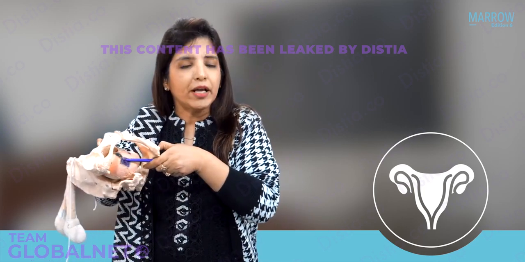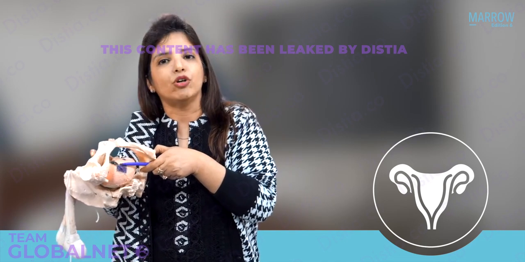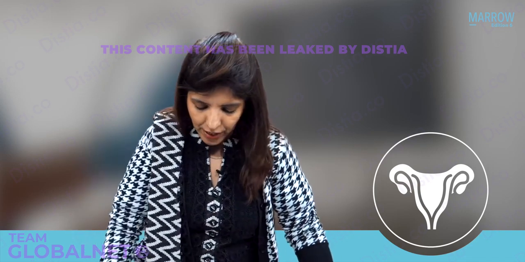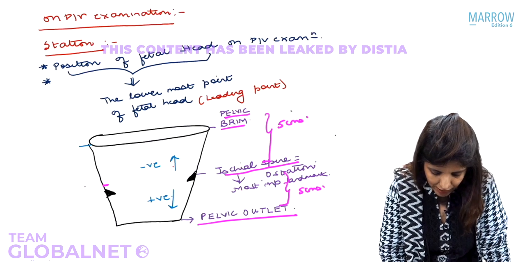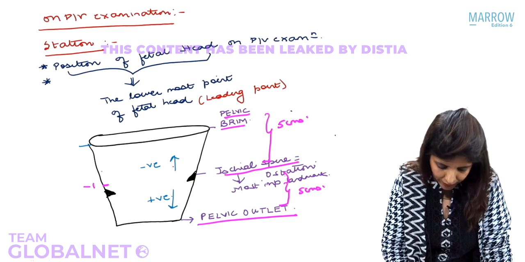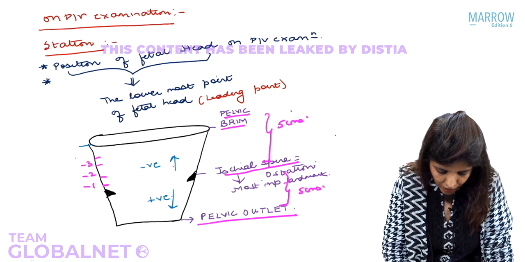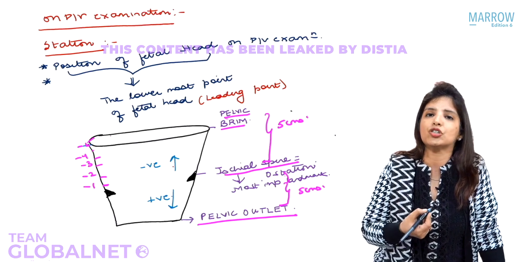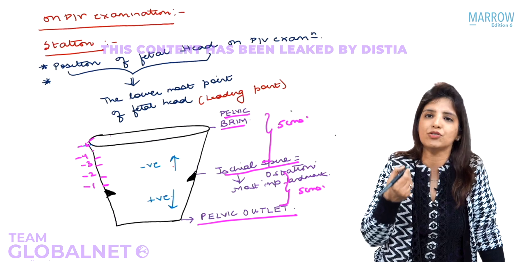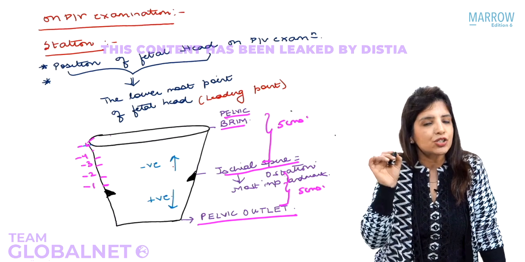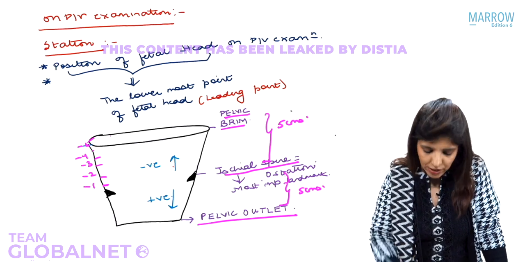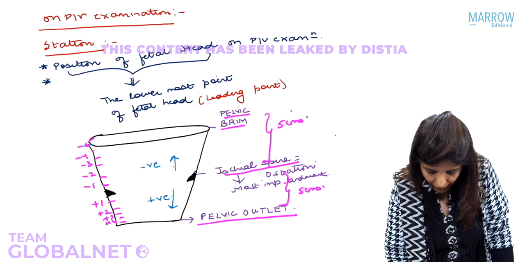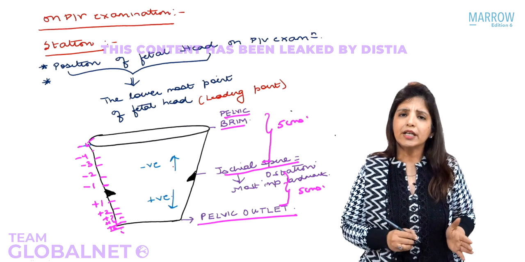Right? Now, depending upon how many centimeters above or below the level of ischial spine, we give it numbers. For example, if head is 1 centimeter above the level of ischial spine, it is -1. Similarly, we have -2, -3, -4 and -5, because the distance between pelvic brim and ischial spine is 5 centimeters. Now similarly, the distance between ischial spine and the outlet is 5 centimeters. So +1, +2, +3, +4 and +5. Clear to all of you?